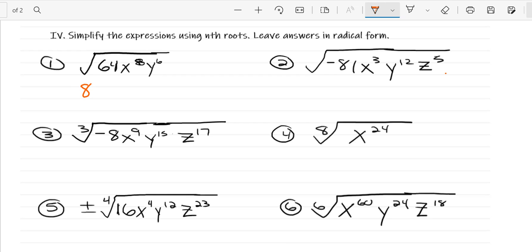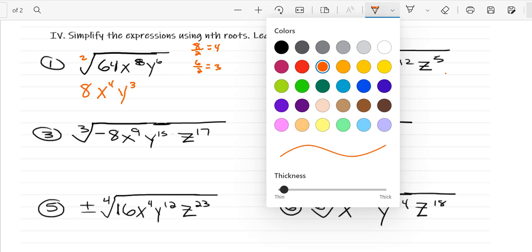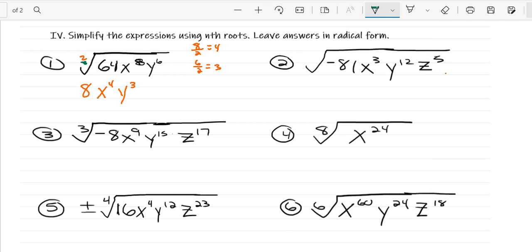And then the square root of x to the 8th. Again, in case anyone's not sure, you're taking these exponents and dividing by the root. So we're essentially doing 8 divided by 2. We get 4. This is going to be x to the 4th power. And then we're doing 6 divided by 2, which is 3. So we get y to the 3rd power. Now, we do require absolute values whenever we have an even root and it comes out odd, because we want to ensure that our answers are always positive. So that would be our final answer with those absolute values.